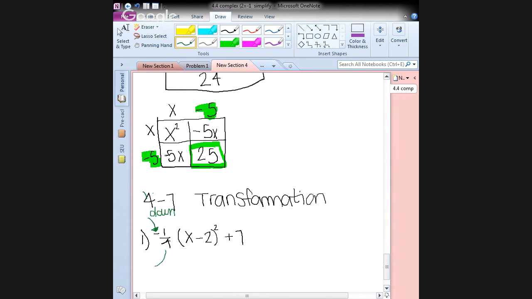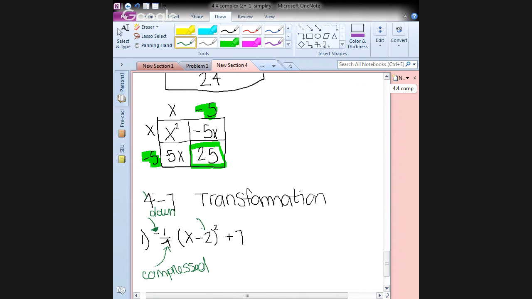And then I look at my A value. The A value tells me if I'm stretching my graph or if I'm compressing my graph. If the A value is a number that's less than 1, but greater than 0, so 1/4, if you don't know that off the top of your head, you can divide it. And when you divide that, 1 divided by 4 gives you 0.25. 0.25, that's greater than 0, but it's less than 1. So that means my graph is compressed. So I would say compressed.